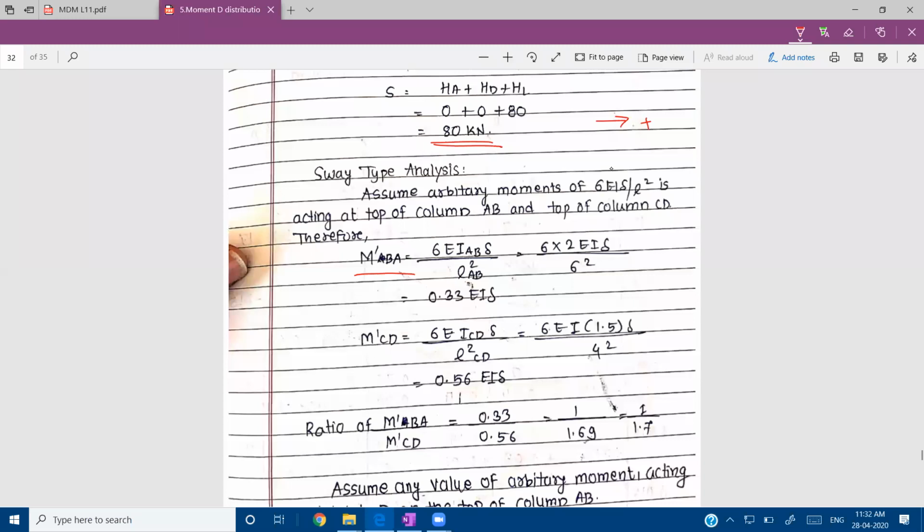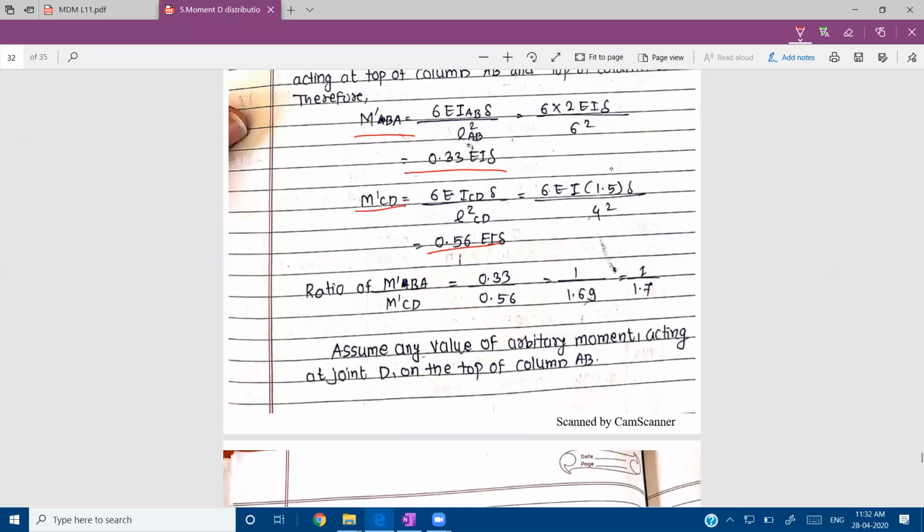So for that, you have the formula 6EI delta upon L square. If you put the respective values of EI and L, you will get the moment acting at the top of BA as 0.33 times EI delta. You have to find this moment in terms of EI delta. Similarly, the moment acting on top of column CD you have to calculate. It will be 0.56 times EI delta.